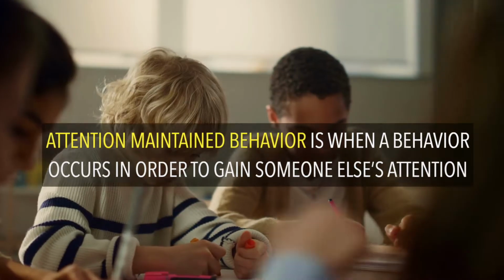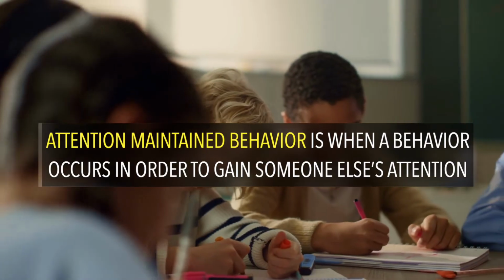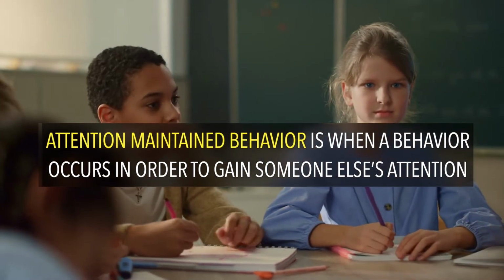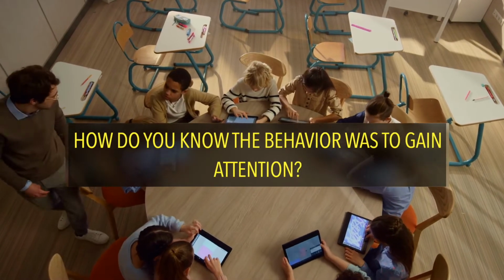So attention-maintained behavior is when a behavior occurs in order to gain somebody's attention, whether it's them looking at them, being close to them, or negative attention like making the class laugh during a lecture or something. Other examples are someone screaming in class, not respecting personal space, throwing items. How do you know that the behavior was to gain attention? This is when you look at the antecedent. So what happened right before the behavior occurred?